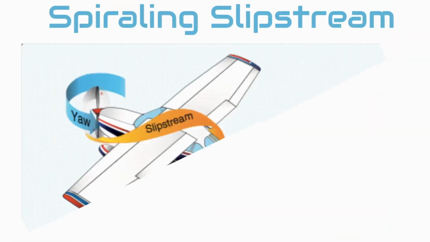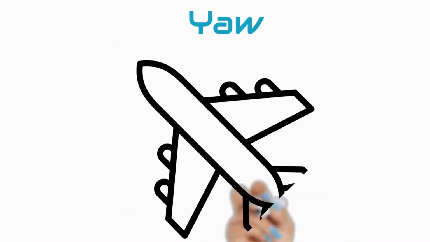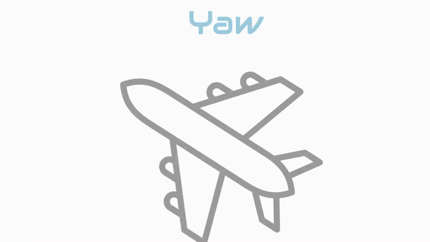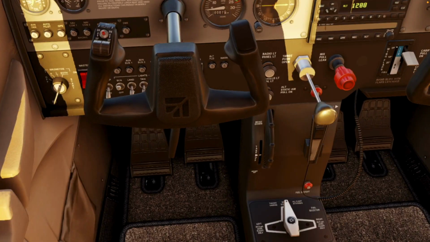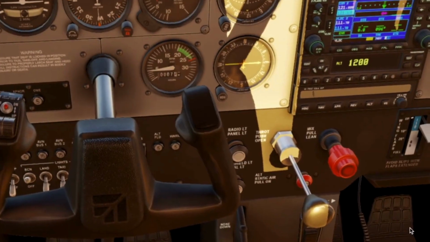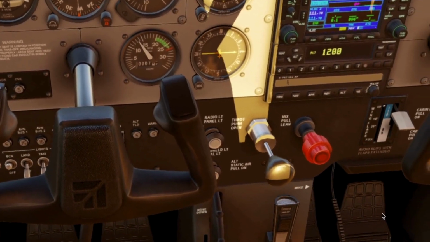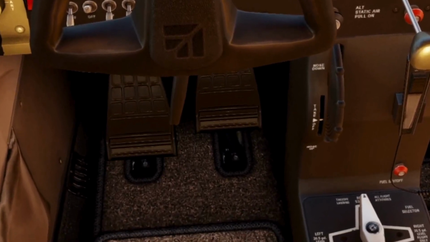Spiraling slipstream is a rotating airflow that moves around the fuselage and strikes the vertical tail surface at an angle. It creates a left-turning moment, causing the aircraft to yaw to the left. To counteract the spiraling slipstream effect, it is necessary to apply right rudder input. For instance, as power is increased, the slipstream effect and resulting yaw become more pronounced, requiring simultaneous application of rudder input. When you increase power, gradually add right rudder input, and vice versa.